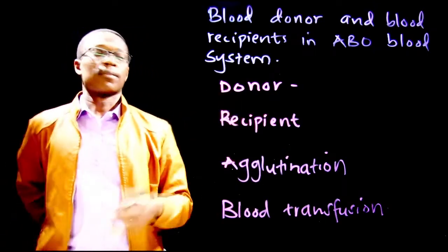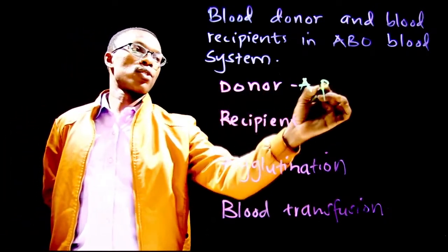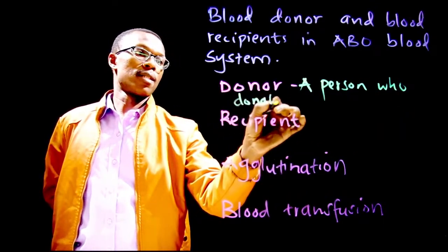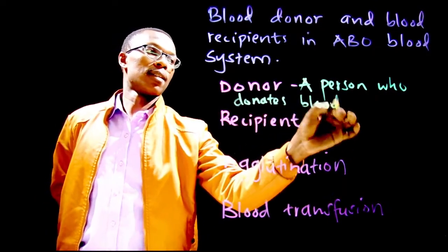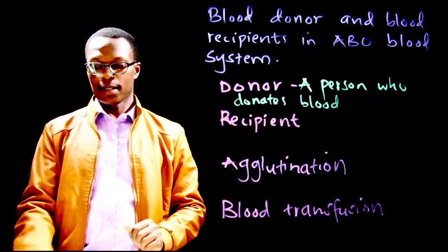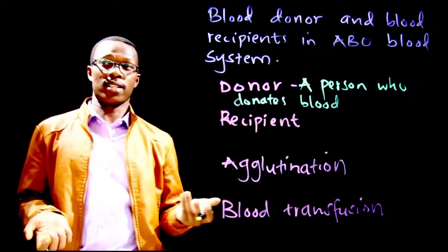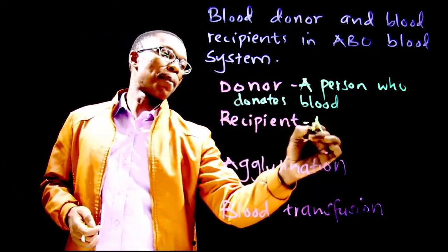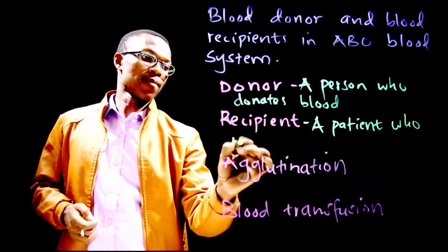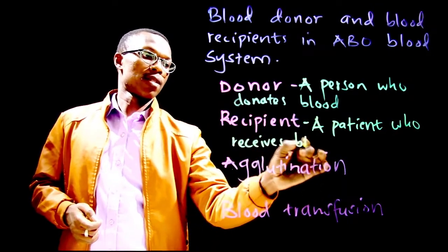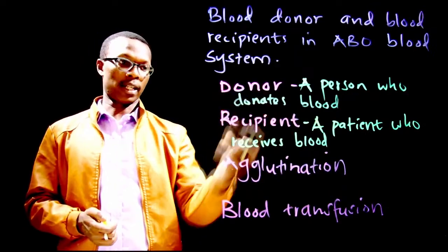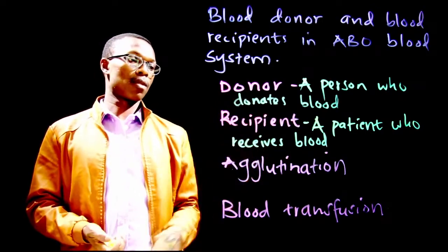So a donor is normally simply a person who donates blood. Simple. A donor is a person who donates blood. How about a recipient? Just from the word itself, a recipient is a patient who receives blood. So where does the recipient get the blood from? From a blood donor. Okay? Recipient is a patient who receives blood.